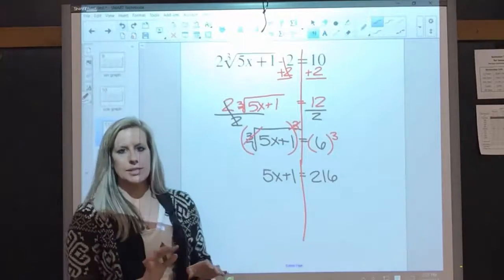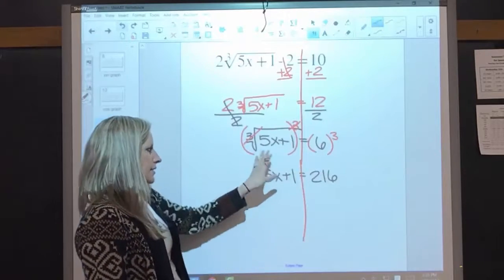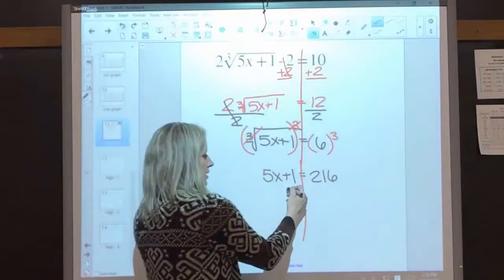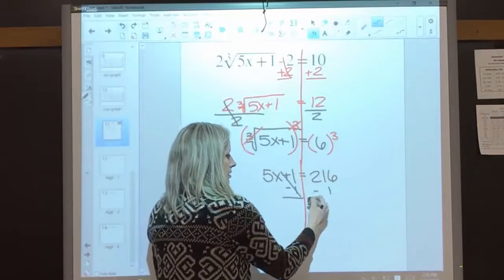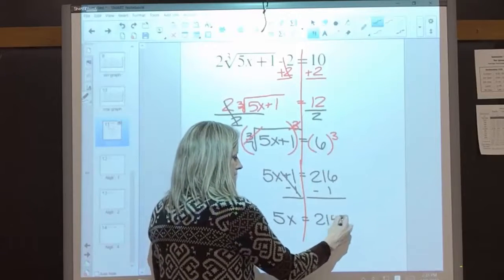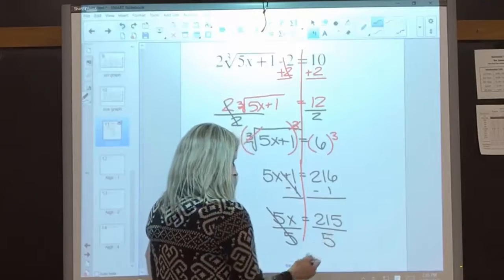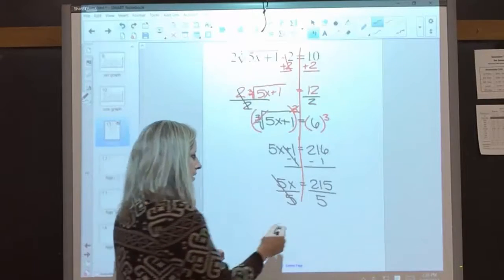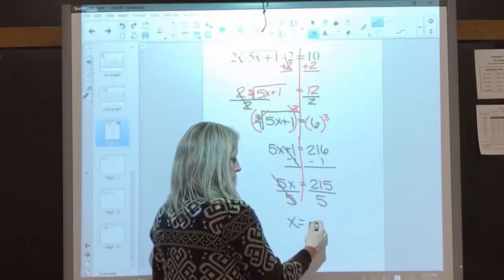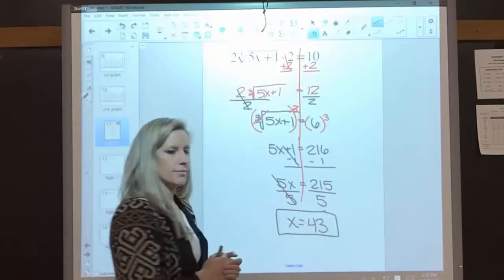Alright, so now it's back to normal algebra equations. Save the x for last, so I'm going to subtract 1. So 5x equals 215, divide by 5. And 215 divided by 5 is 43. So x equals 43.